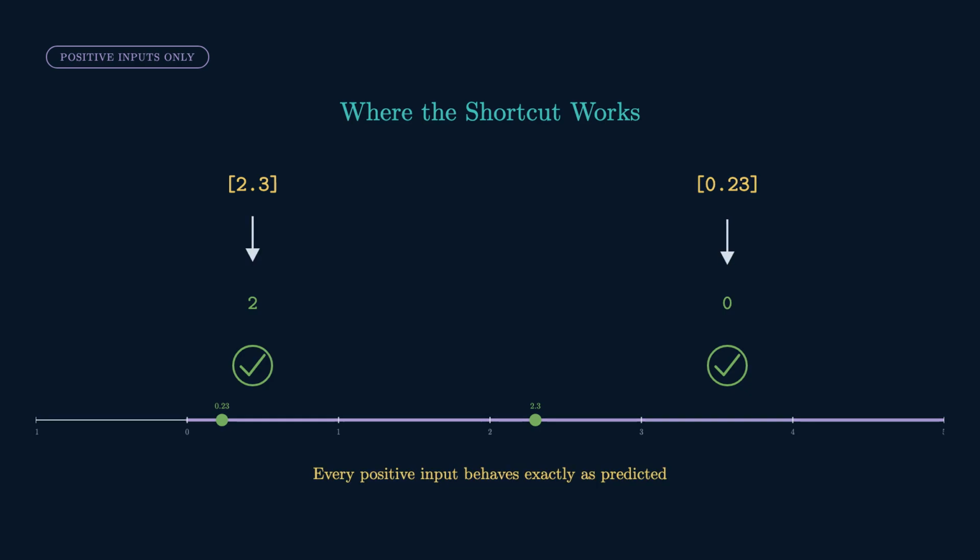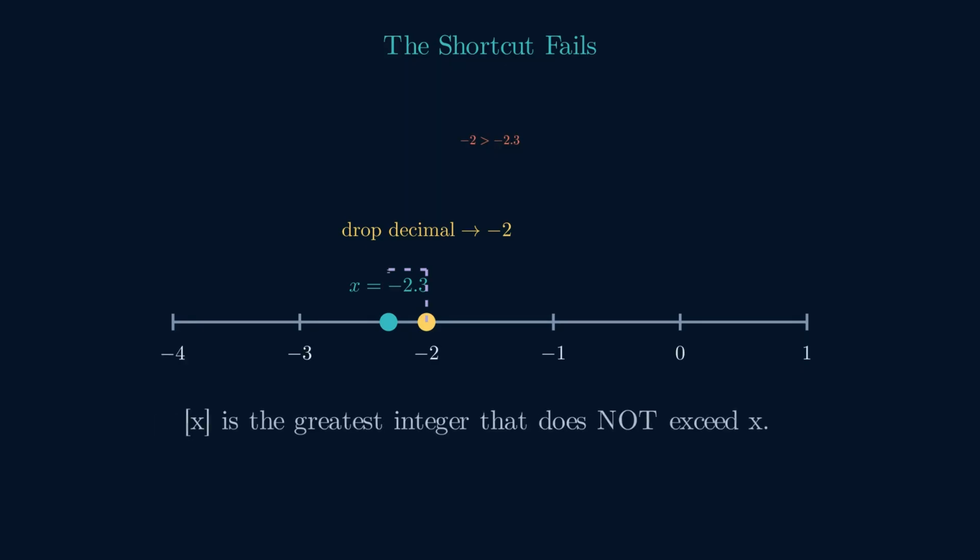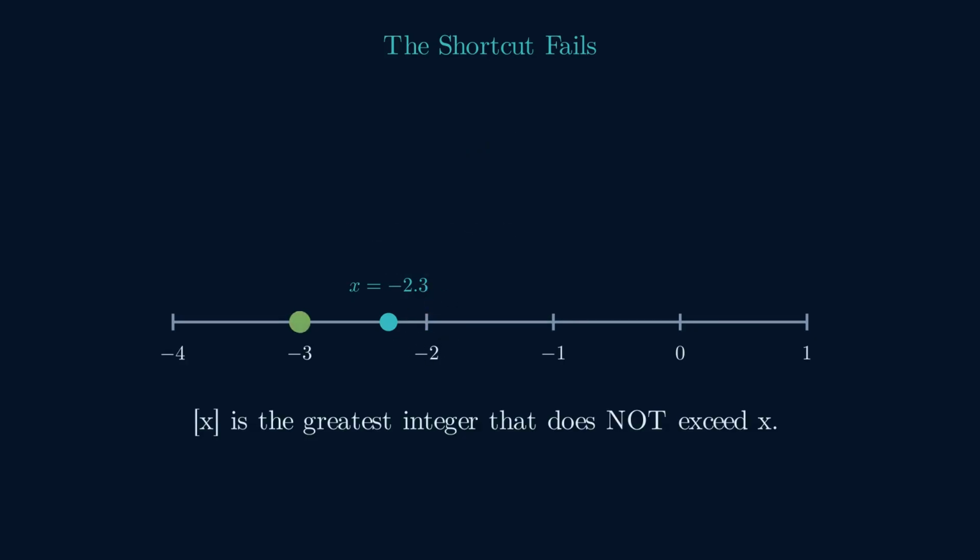Now negative 2.3. Drop the decimal, you'd get negative 2. But look where negative 2 actually sits on the line, it's to the right. It's bigger than the input. And this function is defined as the greatest integer that does not exceed x. An answer above the input isn't just unlikely, it's structurally impossible. So negative 2 is out. The real value is negative 3.